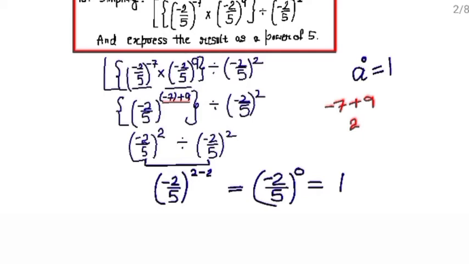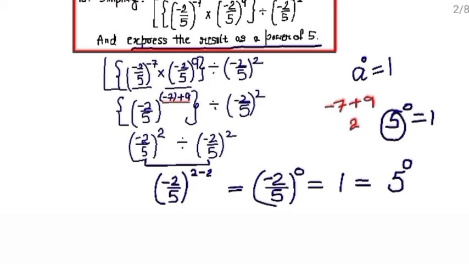Why? Because they said express the result as a power of 5. How can you write it as a power of 5? If you write 5 to the power 0, then its value will be 1. 5 raised to the power 0 is also 1 because this is a number and its power is 0. Any number having power 0 is 1. Clear? So we can write this one as 5 raised to the power 0. Why have we written like this? Because in the question they said to write the answer as a power of 5. So this is your answer.